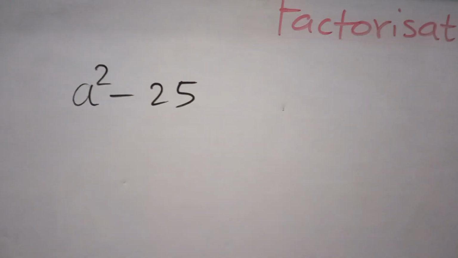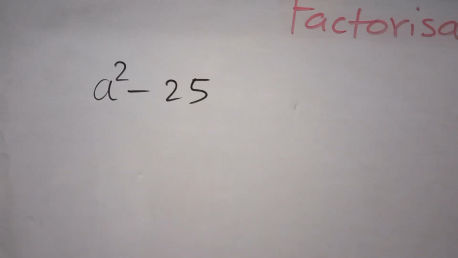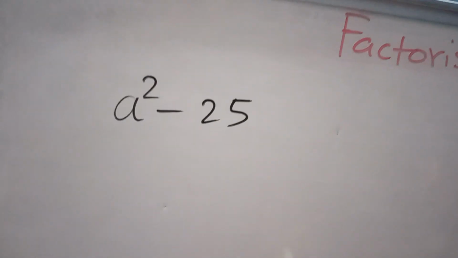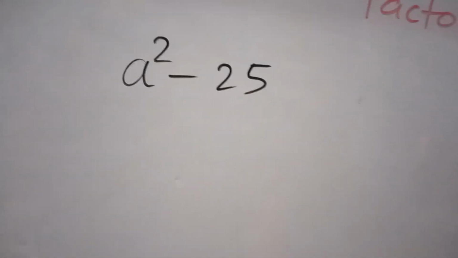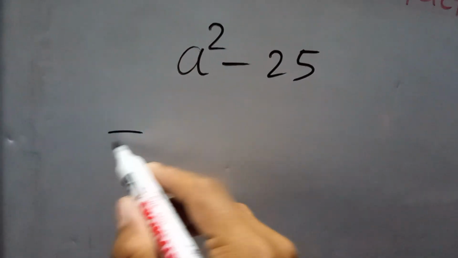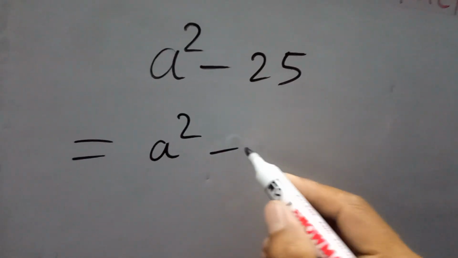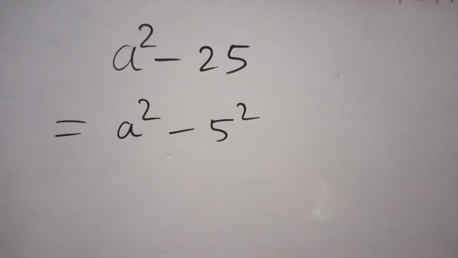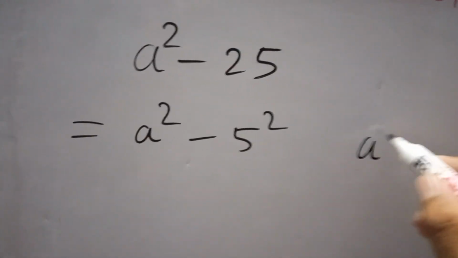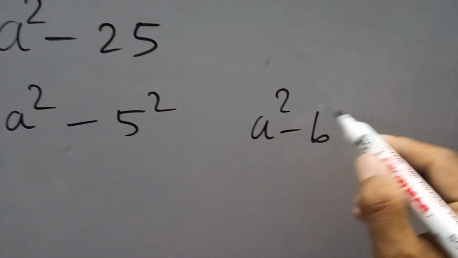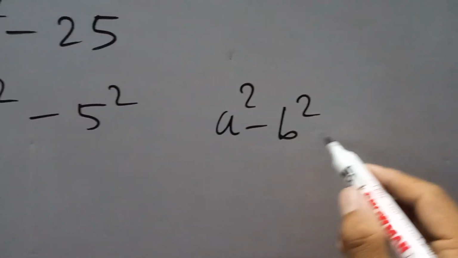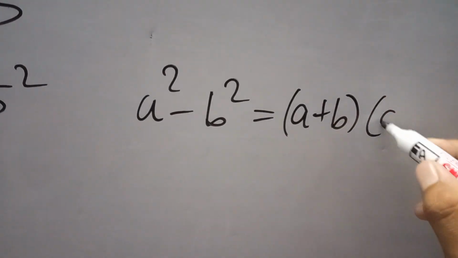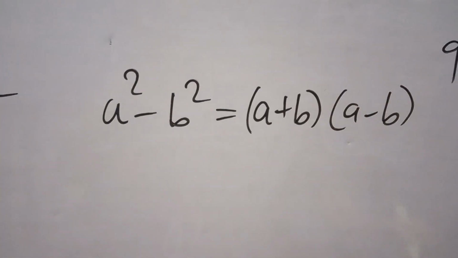Now this is the next question. We have to factorize a square minus 25, and it is a different kind of question. You don't have any common factor between these two, but you can express this as a square minus 5 square, and there is a formula in algebra: a square minus b square is equal to a plus b, a minus b.